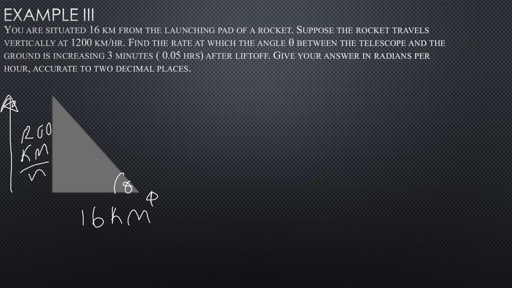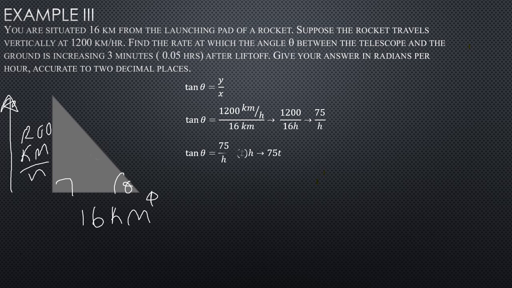Well, notice again that this is a right triangle, but instead of the Pythagorean theorem, we will be using trig, specifically the tangent function, y over x. So we know it's a right triangle, so y in this case will be 1,200 and x will be 16, but remember that these are different units. This is where units come into play. So when we do that division, we get 1,200 over 16, and the kilometers cancel. So we have h on the denominator, and 1,200 over 16 simplifies to 75. So we get 75 divided by h.